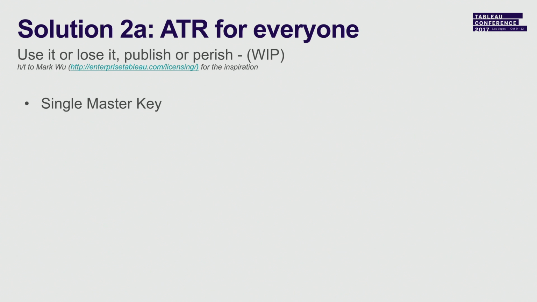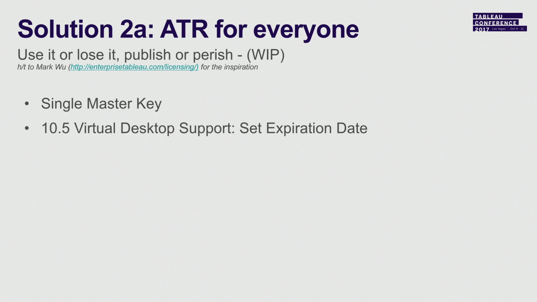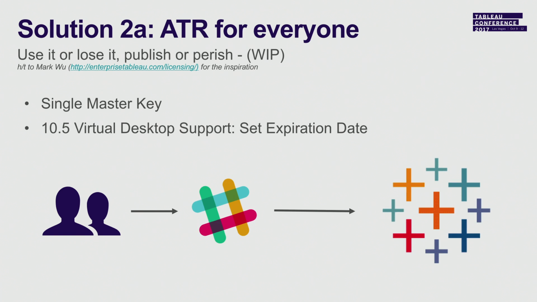Essentially what we're going to do is wrap all of our desktops in one master key. We're going to do a massive deactivation. We're going to set an expiration date on your key. So if you don't use it for 90 days, you lose it, which returns it to the pile. And all a user has to do is ask a Slack bot for a key, get an installer, and they're ready to go. And now I don't have to waste any more time on licenses.